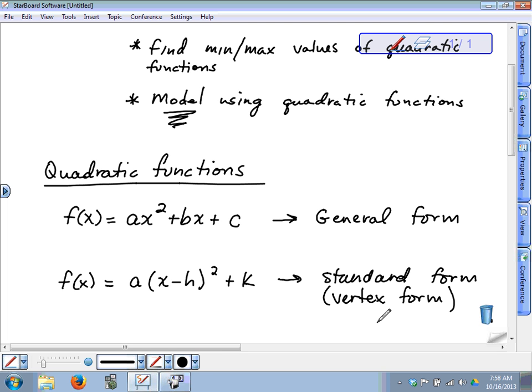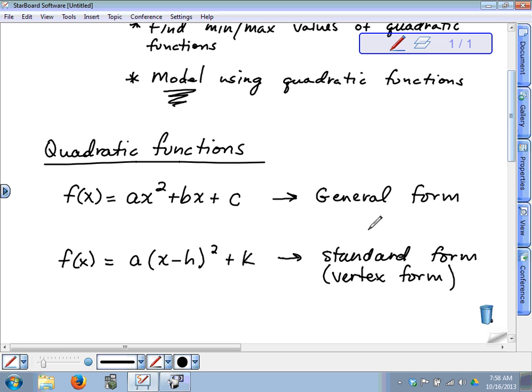And on the test as well, I'm going to say write it in standard form, but just so you can make some transformations in your mind, standard form is really what? Vertex form. If you want to think vertex form, that's fine. The reason it's called vertex form in most applications is because the vertex is part of the equation. The vertex is h comma k.